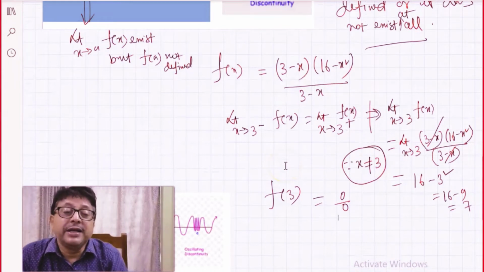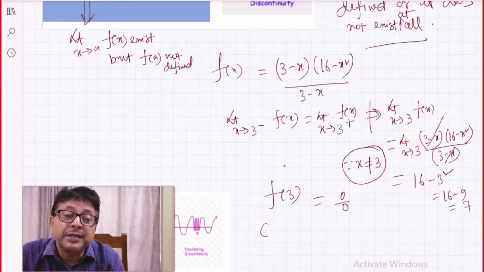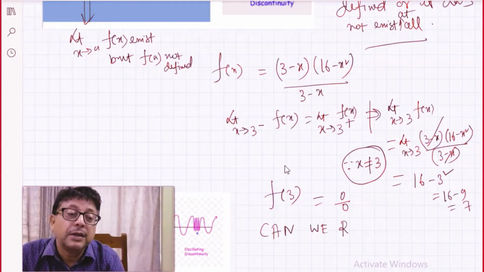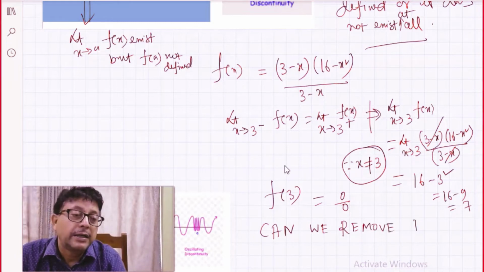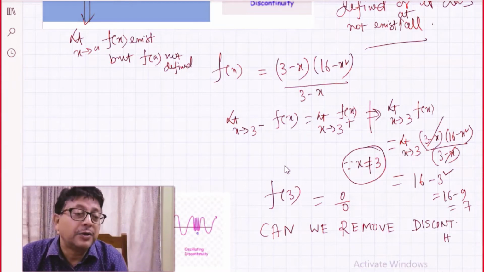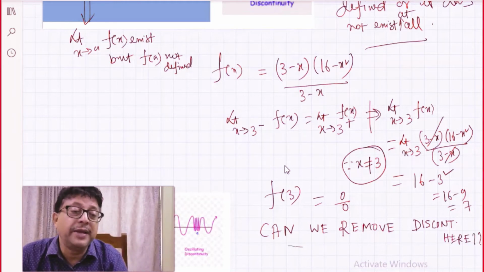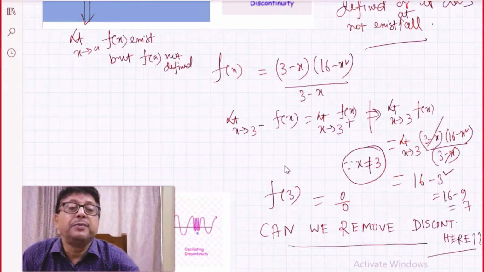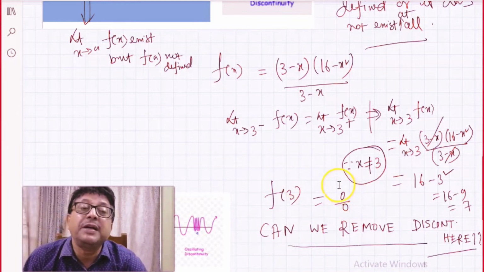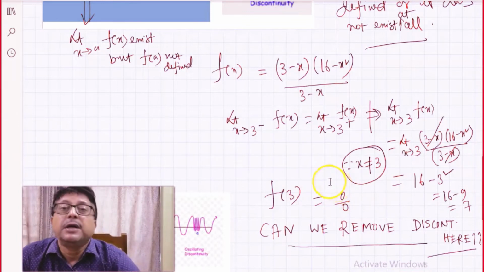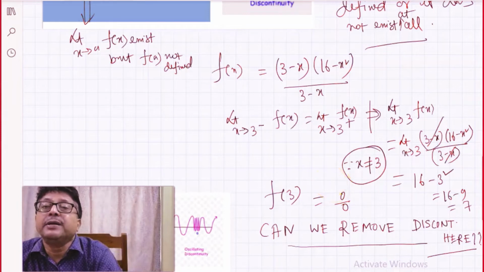Now a question arises, can we remove the discontinuity here? Question is yes, we can remove, because the limit exists. That's why we'll try to remove the discontinuity by redefining the function. That redefining part I'm doing here.